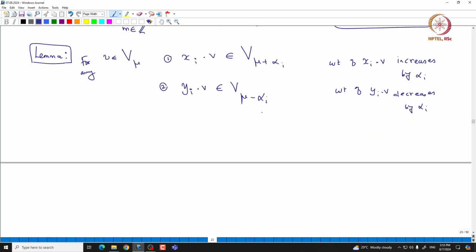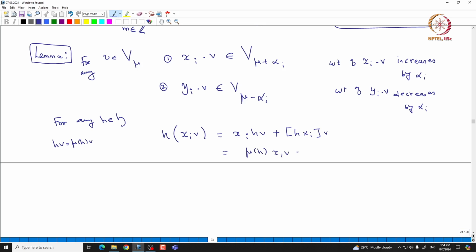So, let us verify this. This is easy to verify. For any h in H, compute the h action on X_i v. You can commute this and add the cost, which will be given by the bracket [h, X_i] acting on v. h v is given by mu of h times v. So, this gives you mu of h X_i v plus [h, X_i] is 2 X_i, so this gives you 2 X_i v.